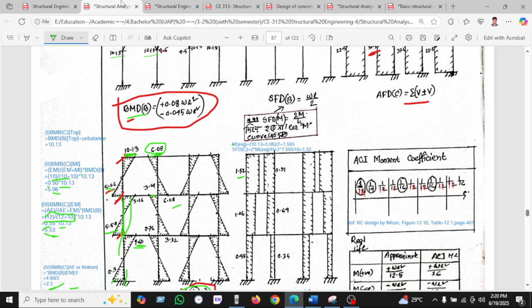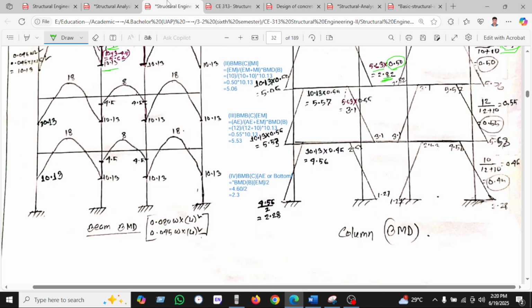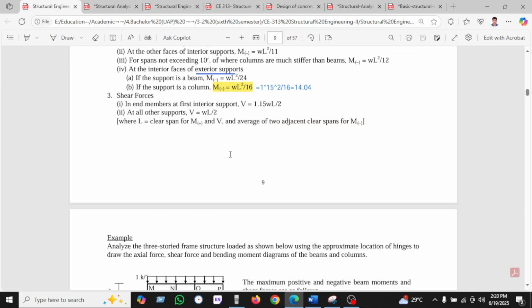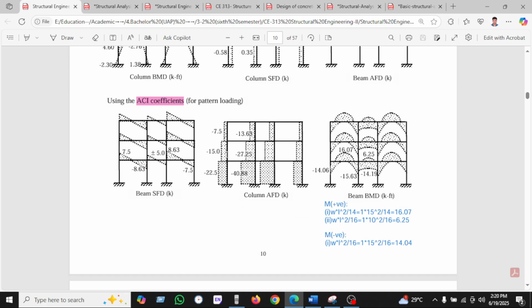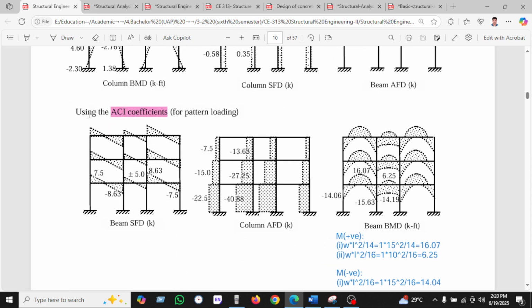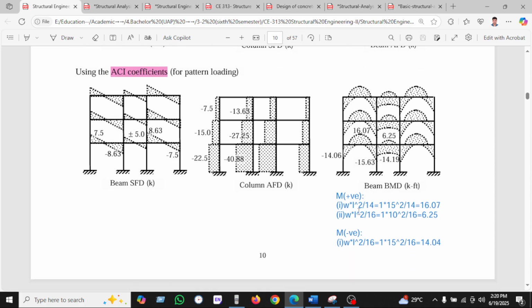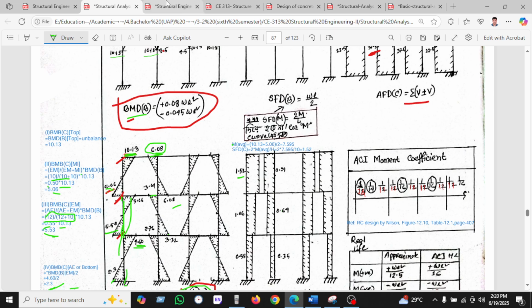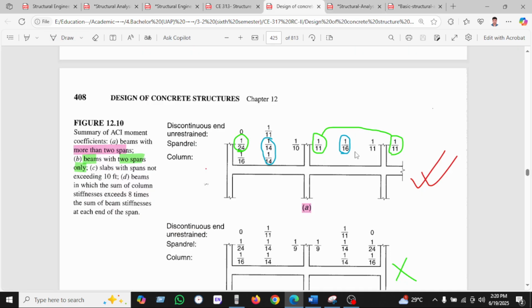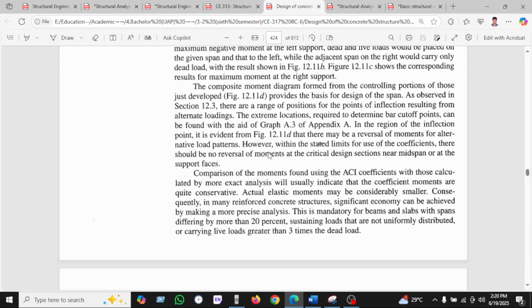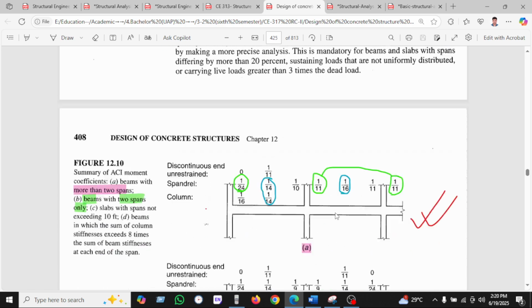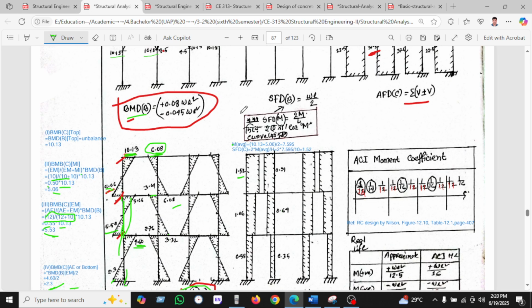Let's see how we can solve this. We can see the ACI coefficient pattern. If we use the shear force diagram, we just look at the positive moment, as shown here from this coefficient or from this coefficient. Let's see how we get this value.